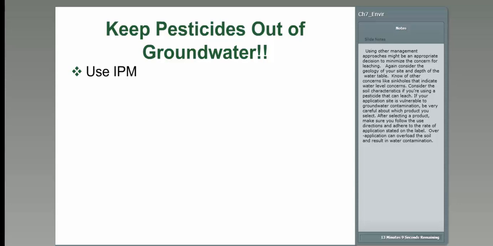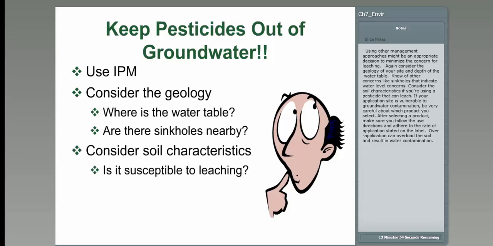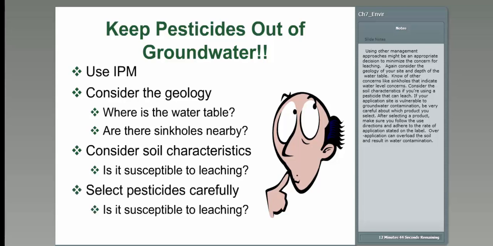Using other management approaches might be an appropriate decision to minimize the concern for leaching. Again, consider the geology of your site and depth of the water table. Know of other concerns like sinkholes that indicate water level concerns. Consider the soil characteristics if you're using a pesticide that can leach. If your application site is vulnerable to groundwater contamination, be very careful about which product you select.